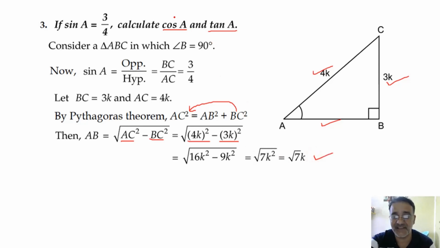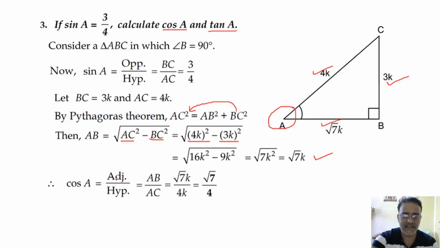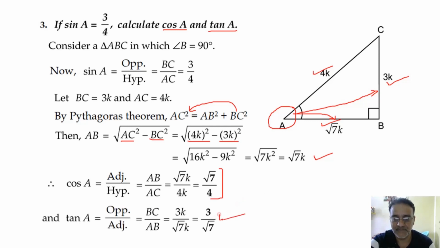Okay, now find cos A. Cos A is adjacent upon hypotenuse. Which side is adjacent to this angle? AB, right. AB upon AC. So AB upon AC is root 7k upon 4k, that is root 7 upon 4. So if we had to find the value of sec A, the answer would be 4 by root 7. Now tan A. Tan A is opposite by adjacent. So opposite is BC and adjacent is AB. So BC by AB, that is 3k upon root 7k, 3 by root 7. Any doubt in this question?